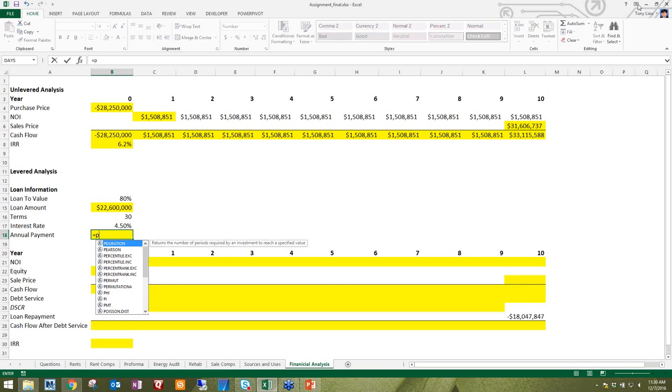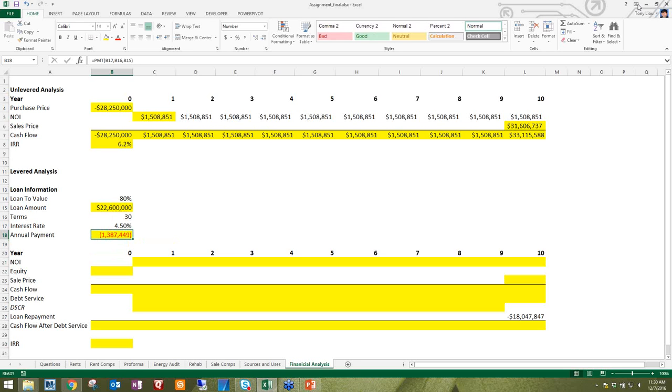The formula here is PMT, with the rate, which is 4.5%, the term, which is 30 years, and the loan amount or present value, which is $22.6 million. So annually, I'll be paying $1.387 million in debt service payments.